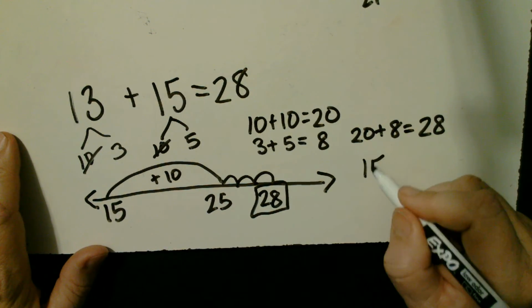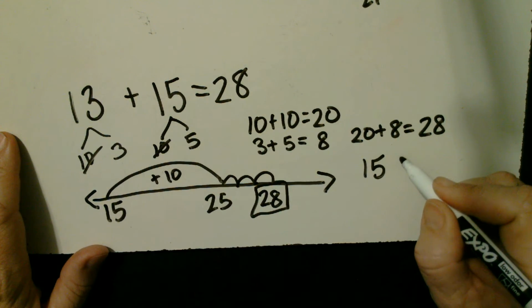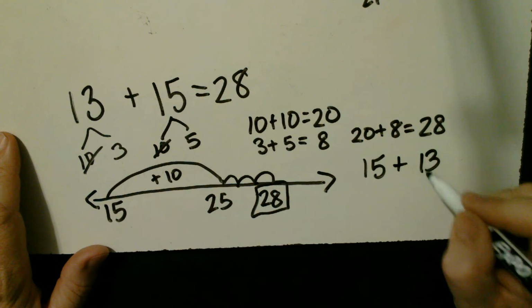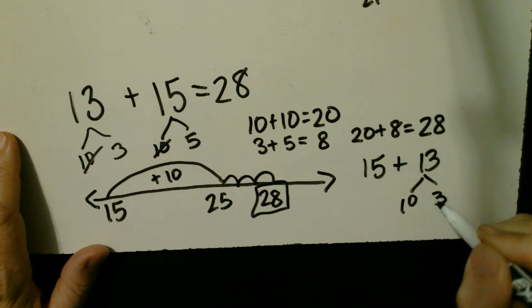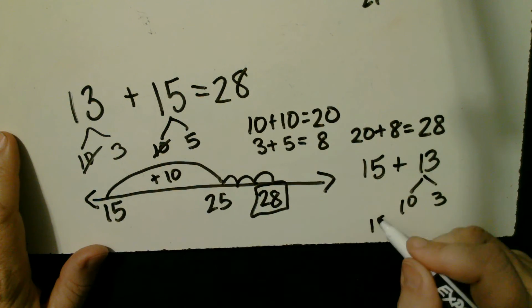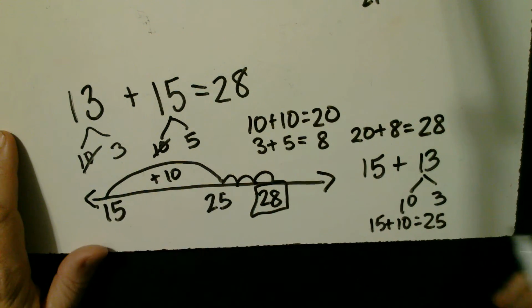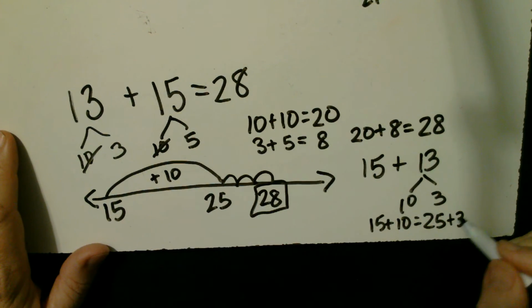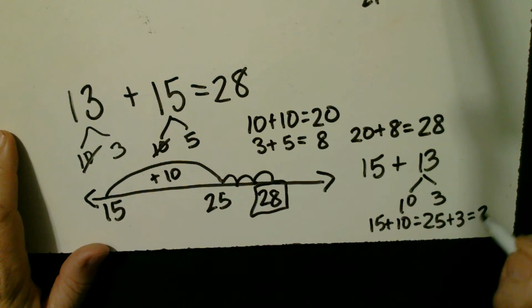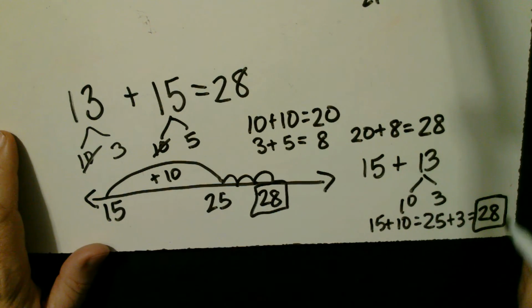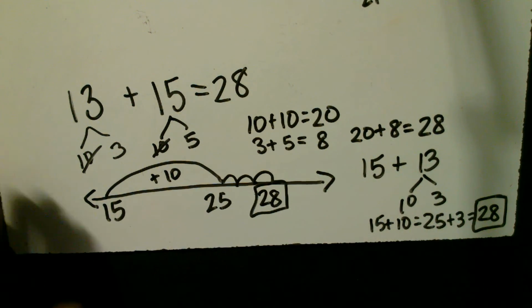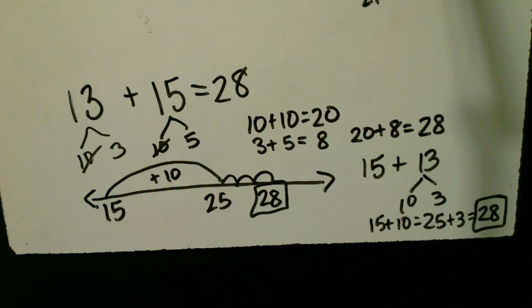I could take 15 and 13 decomposed into a 10 and a 3. 15 plus 10 is 25. And 25 plus 3 is 26, 27, 28. So there's another way to do it. So many strategies you can use. So pick which one you like and you feel confident with and run with it.